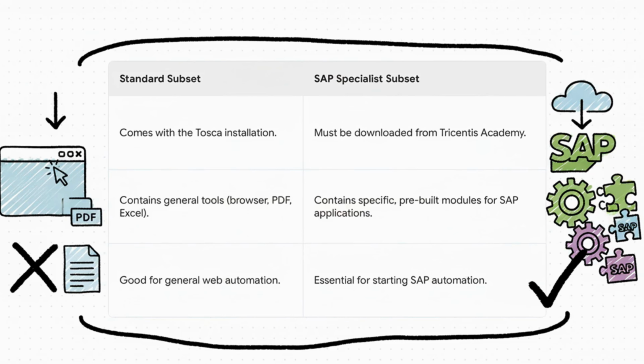And this is super important. When you install Tosca, it comes with a standard default subset. And look, it's great for general stuff, automating browsers or Excel, but for what we're doing, it's the wrong toolkit. For SAP, you absolutely 100% need the SAP Specialist subset. You actually have to download this one separately. Why? Because it's the one that has all the special, pre-built modules for SAP's unique environment. Seriously, getting this choice right is absolutely crucial.